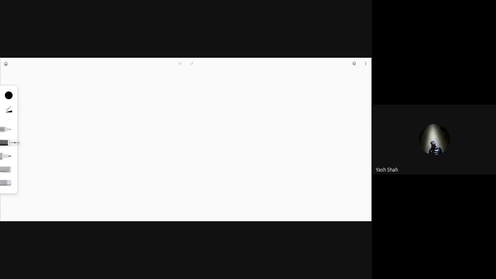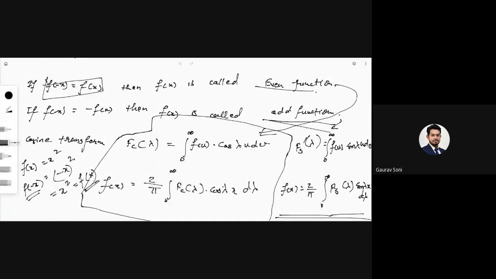Sir, just a second. Can you show that page again? Which page? The previous one, the formula one. I will summarize this all on one sheet, then you take the screenshot of it. Okay, sir.